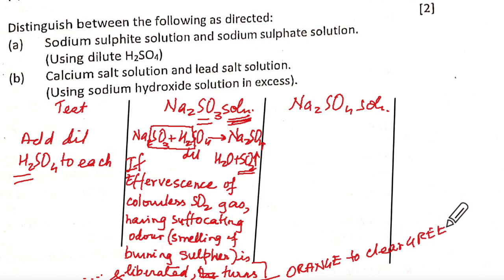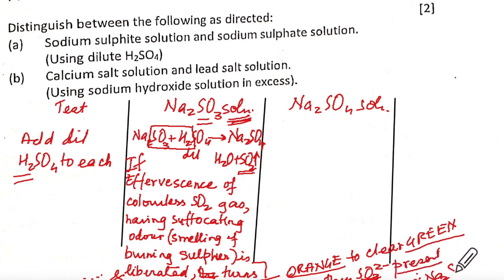Can you see how I changed the font size? Did you see that? Then what you'll say: SO3 2 minus present, correct? Therefore sodium sulfite present. I'm writing the formula here; in the exam, spell it out and underline.